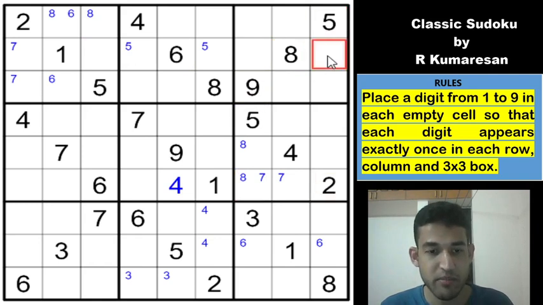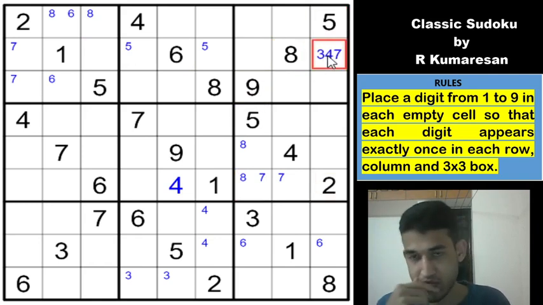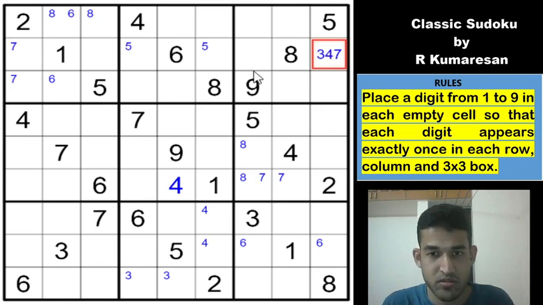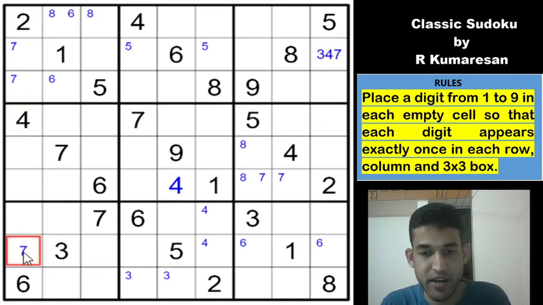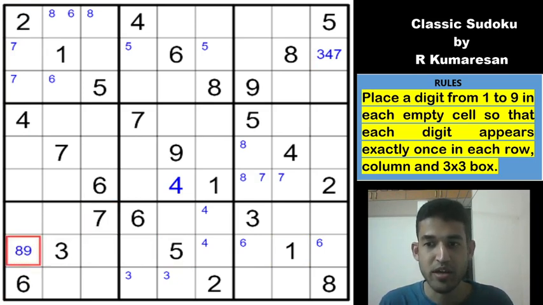So this cell can only be 3, 4 or 7. And let me look at the symmetrically opposite cell to this one. 1, 3, 5, 2, 4, 6. So remaining digits are 7, 8 and 9, and you have a 7 in the box, so this would be 8 and 9. No other possibility.